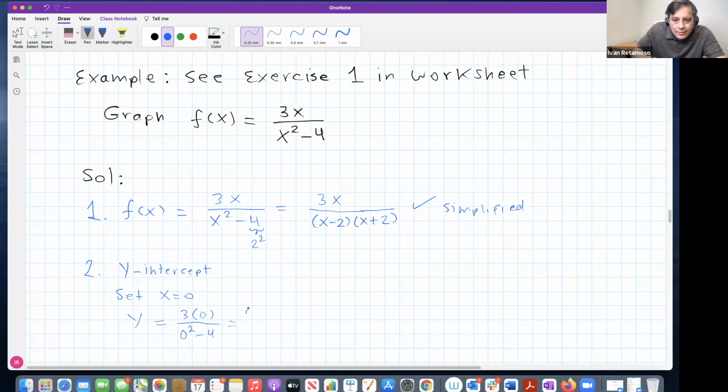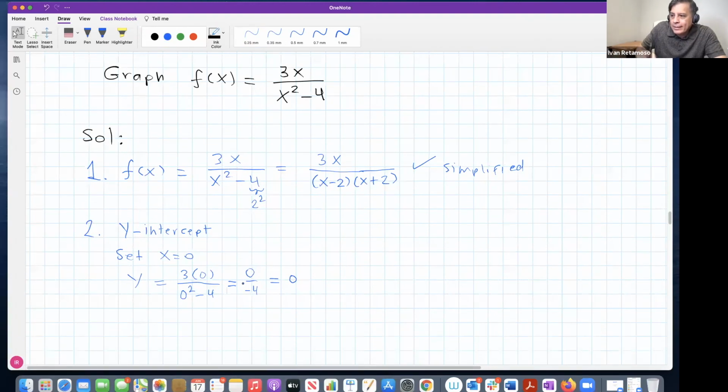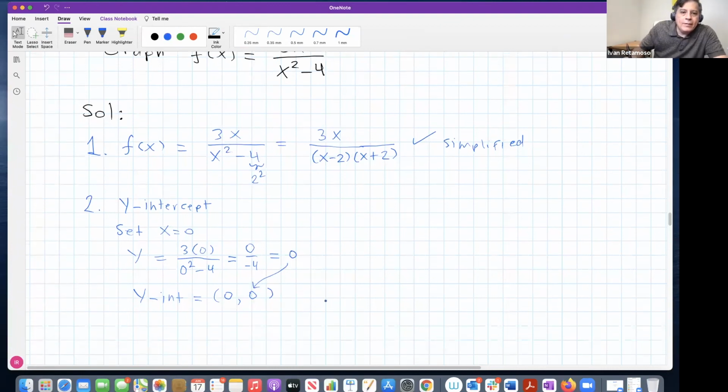Notice this is 0. This is -4. 0 over -4 is just 0. So we get that our y-intercept is going to be 0, comma 0. We found the y-intercept. Step 3 says find the x-intercept now.